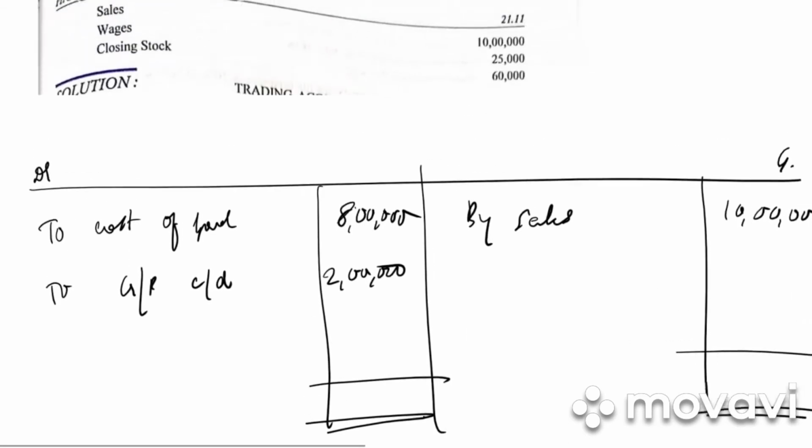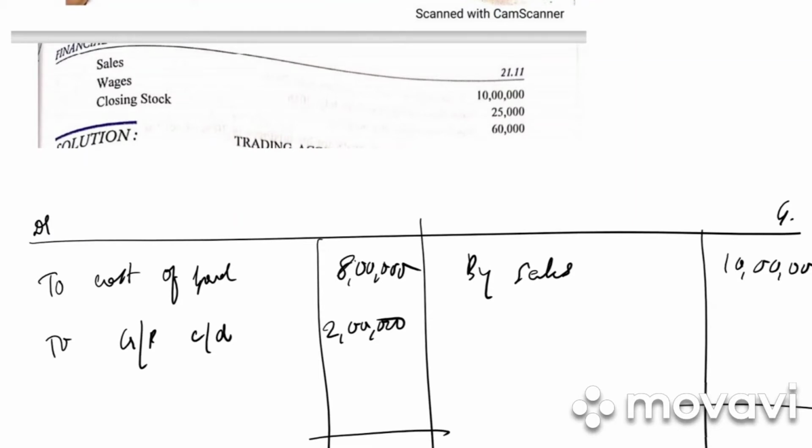So why have I not written wages and closing stock? Because we already know the formula of cost of goods sold. It is opening stock plus purchases plus direct expense minus closing stock. So in this, wages as well as closing stock have been included. So write down the note. Wages and closing stocks are not shown in the trading account because they have already been adjusted while calculating the cost of goods sold.